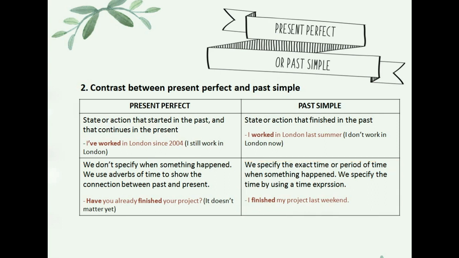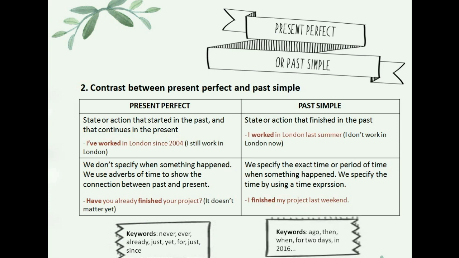And here you've got some keywords that you have to learn. For the present perfect, these keywords are never, ever, already, just, yet, for, and since. And the keywords for the past simple are ago, then, when, for, today, in 2016. And these keywords are expressions that refer to one specific point in the past.